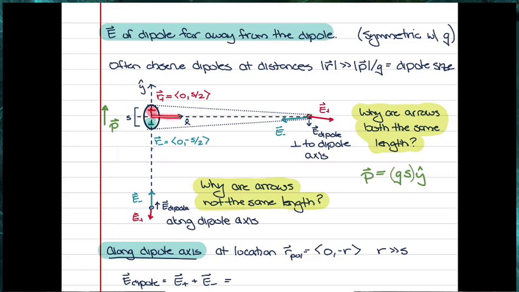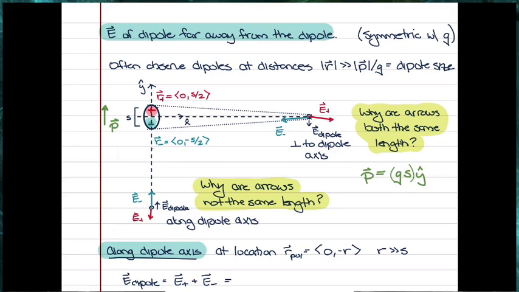So at some distance r, where the assumption is that r, this r here, is much, much, much greater than s, essentially what I'm saying up here. And then the other axis is, what if I have a point along the dipole axis, but I'm very, very far away from the dipole itself. Again, you can go back and look at the computer drawing. It'll tell you the direction of the electric field. But again, we should be able to reason it out.